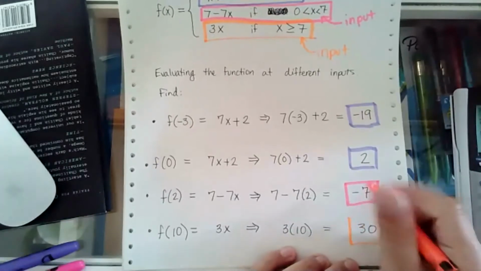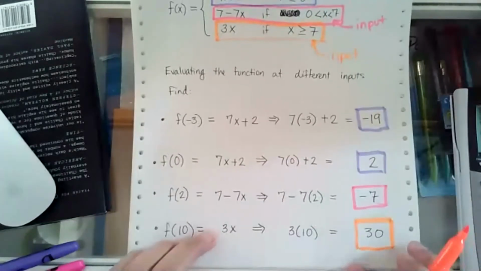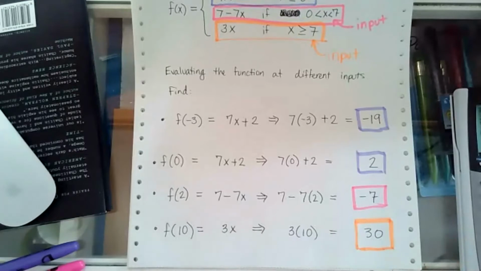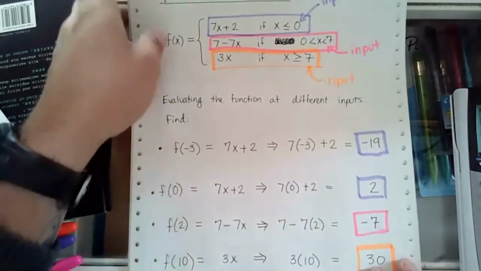So most times functions are given by a single equation, but that's not always going to be the case. So when you're up against a piecewise defined function, we have to slow ourselves down and choose which is the appropriate equation based on the input that was given. Okay.